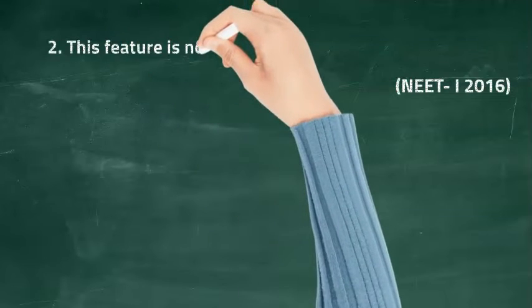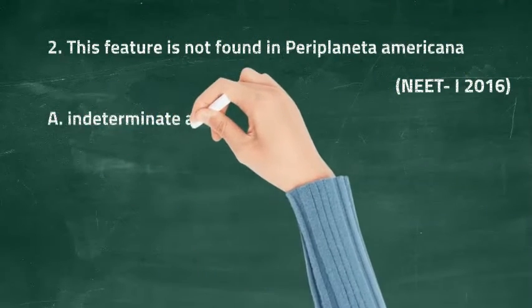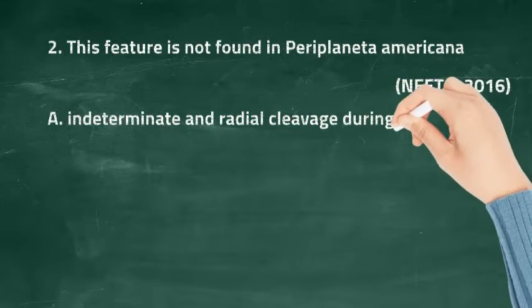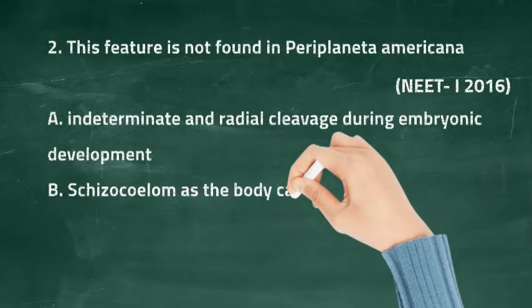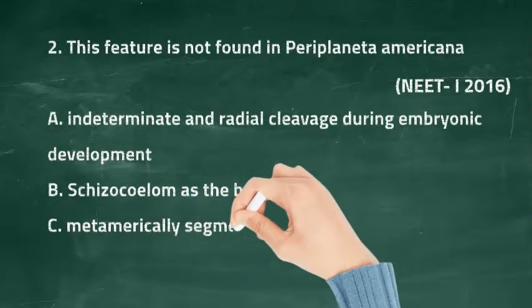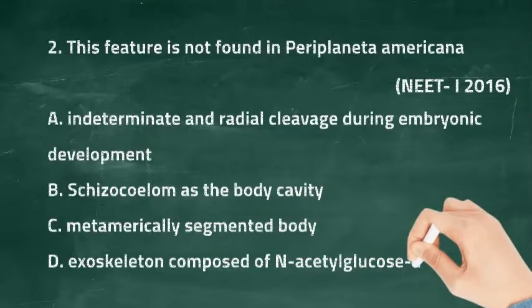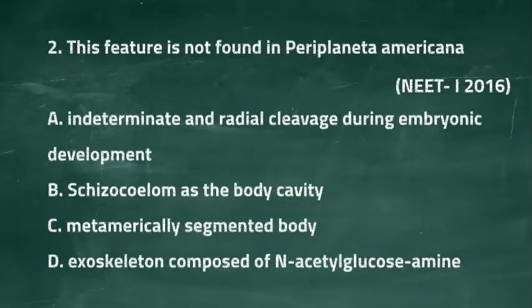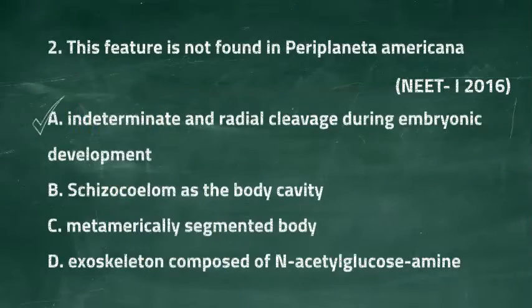Question second. This feature is not found in Periplaneta americana. Option A is indeterminate and radial cleavage during embryonic development. Option B is schizocoelom as the body cavity. Option C is metamerically segmented body. And option D, exoskeleton composed of N-acetyl glucosamine. And the right answer is option A, indeterminate and radial cleavage during embryonic development.